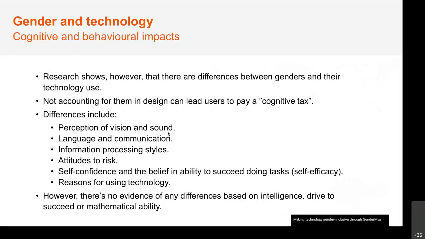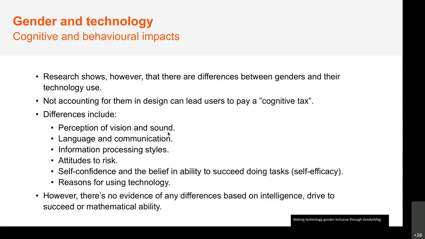So what does that mean, though, in terms of the impact that that has, right? I want to sidestep some of the arguments whether gender is determined by nature or by nurture. I think the jury is still out on that one. It seems that most research indicates that it's heavily shaped by society, by nurture. But research has also shown that there are differences between genders and their technology use, and that's what I want to focus on here.